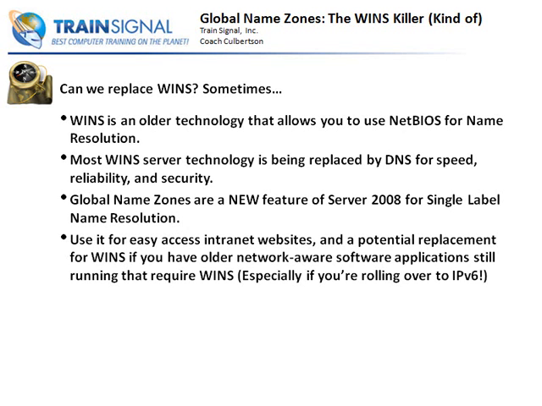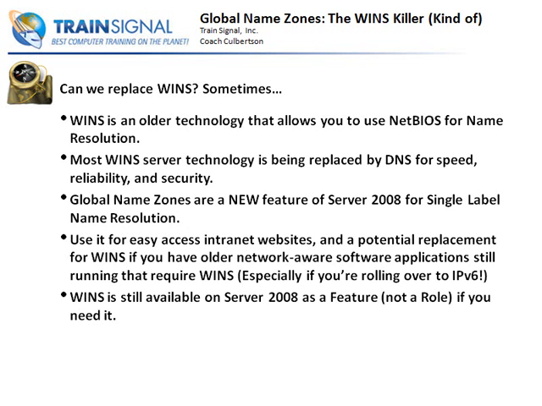So if you're going to go over to IP version 6 and you still have older software that relies on WINS, guess what? You're done with that software, if it does not play nicely with the global name zone stuff. WINS is still available on Server 2008. It's available as a feature, not a server role anymore. It used to be available as a server role. It's not now.